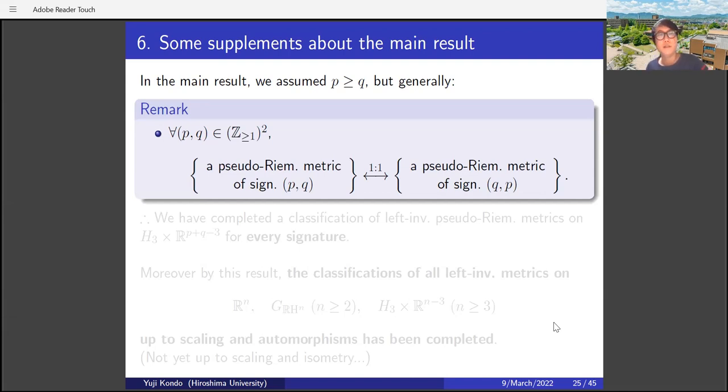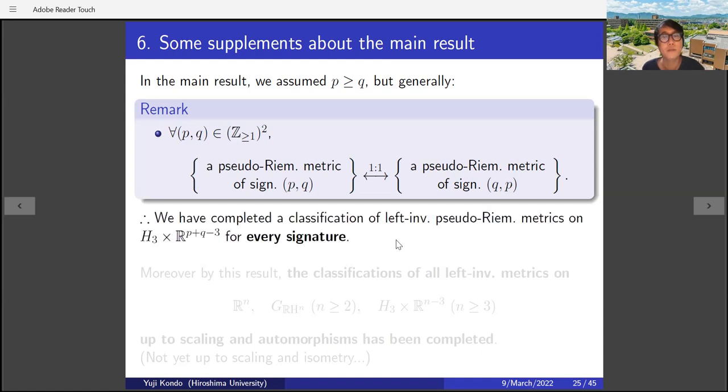But in the main result, I assume that P is greater than or equal to Q, but generally we have this remark. For any positive integers P and Q, we have a one-to-one correspondence between the set of pseudo-Riemannian metrics of signature PQ and pseudo-Riemannian metrics of signature QP. So this remark means that we have completed our classification of left-invariant pseudo-Riemannian metrics on this Lie group for every signature, not only this case, for every signature.